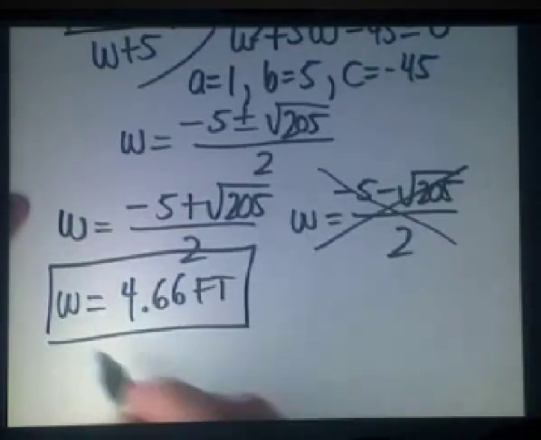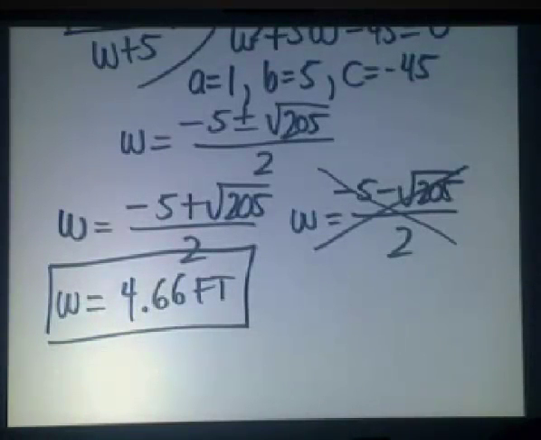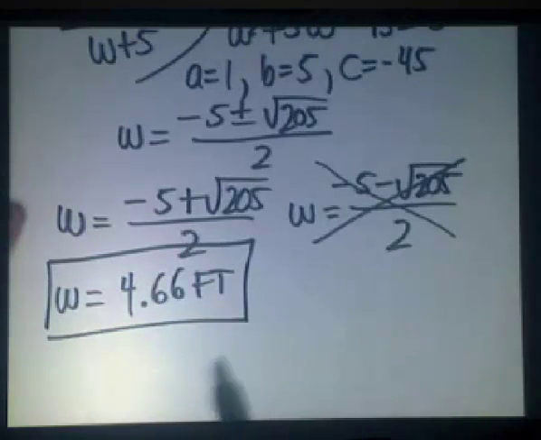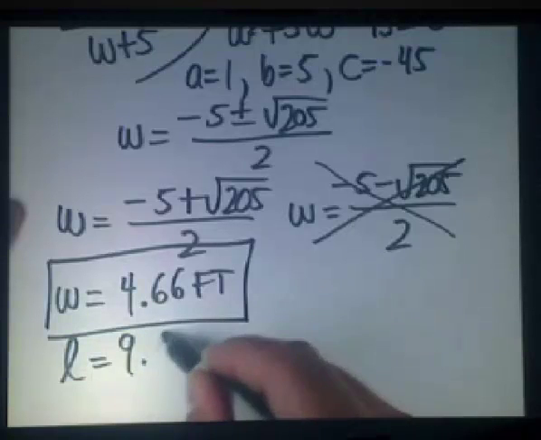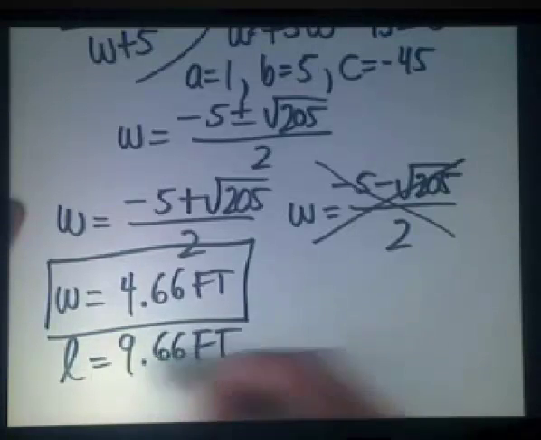We now need the length. And what do we know about the length of our flower bed? It's 5 feet more than the width, so we can say the length L is equal to 9.66 feet. And this solves our word problem.